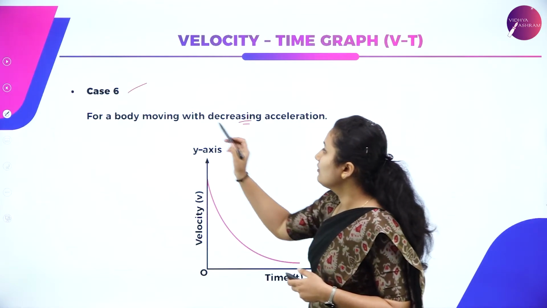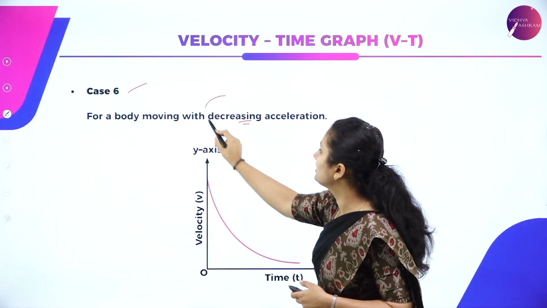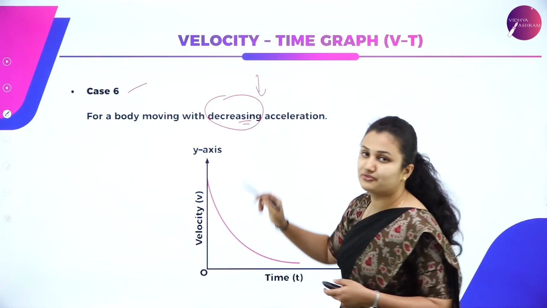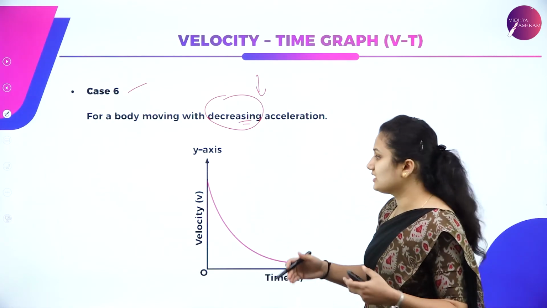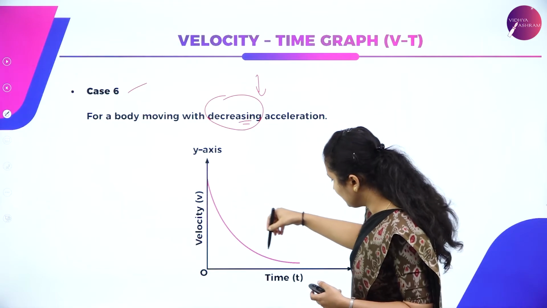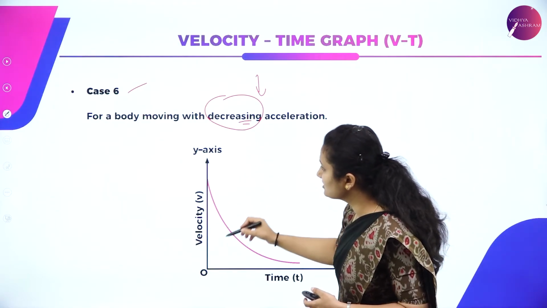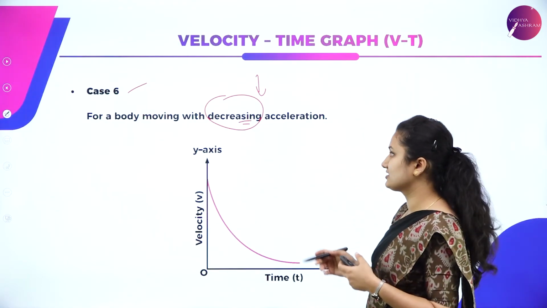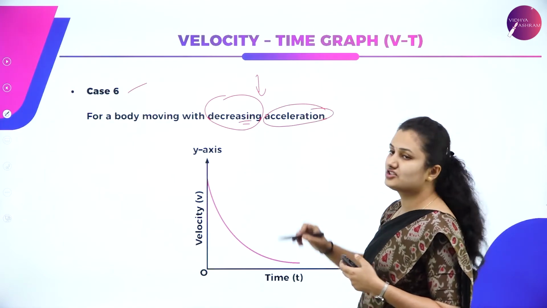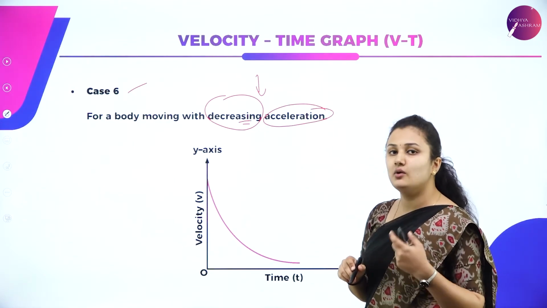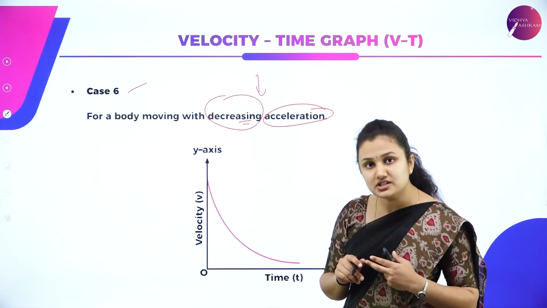In case of decreasing acceleration, that is case 6. What is case 6? For a body moving with decreasing acceleration, the name itself tells that it is decreasing acceleration. As time increases, you can see the velocity decreases. Acceleration is change in velocity by time. Velocity is displacement per unit time.